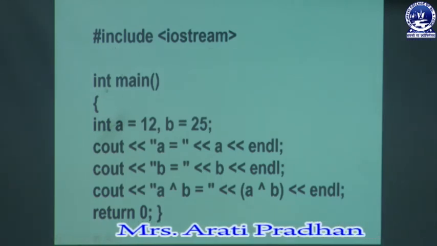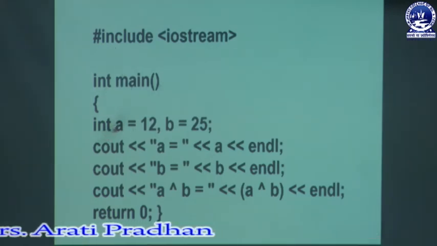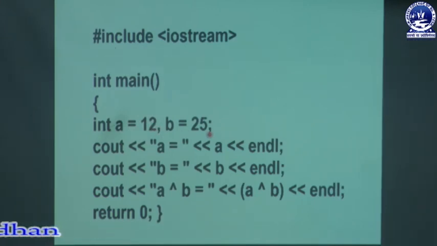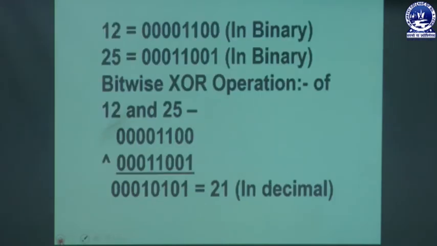#include <iostream>, then int main. I have used int a = 12, b = 25 here, then cout a XOR operator b. When you perform this operation, you will get the output 21.